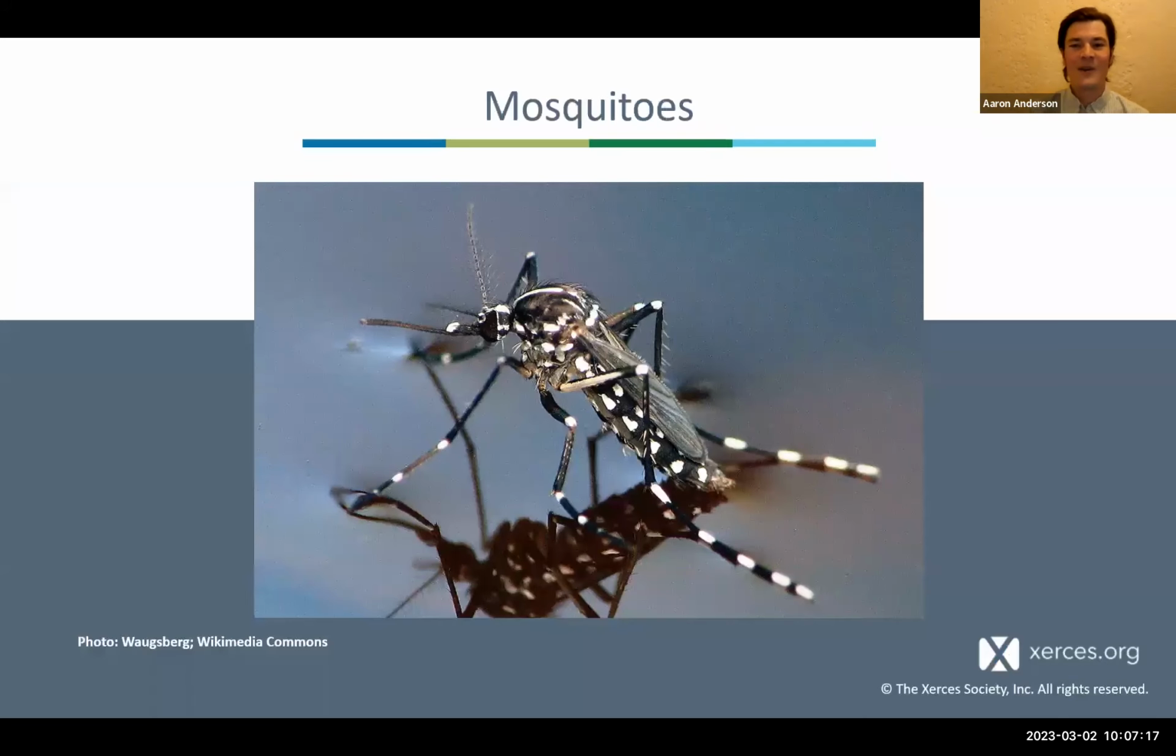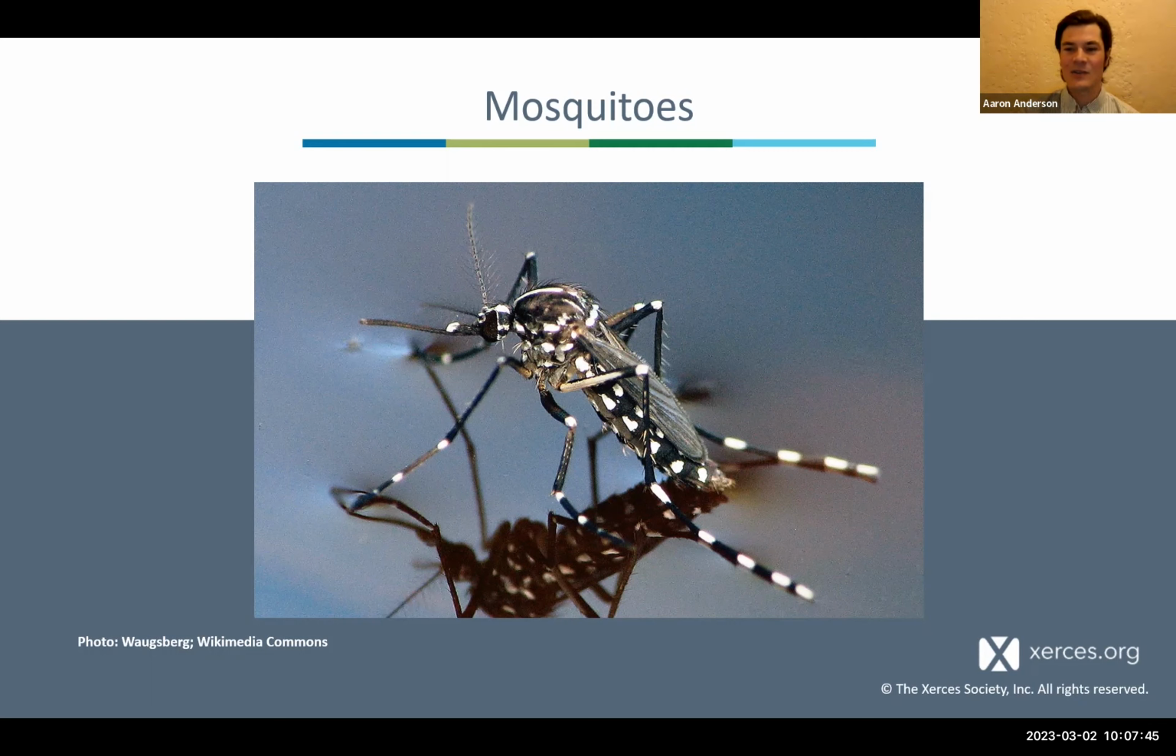Okay, so today we're talking about mosquitoes. I know a lot of us might think of mosquitoes as maybe not our favorite insects. They're annoying. Sometimes they bite you and make itchy welts, and they can vector diseases. But there's over 170 species of mosquitoes in the United States and about 3,500 species of mosquitoes worldwide.